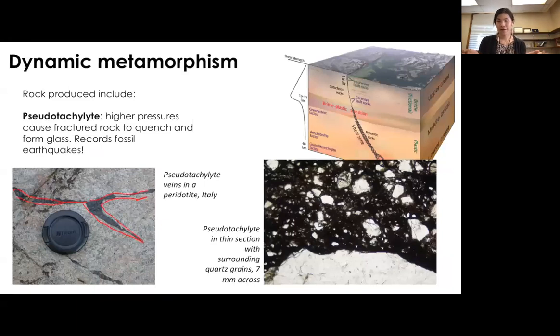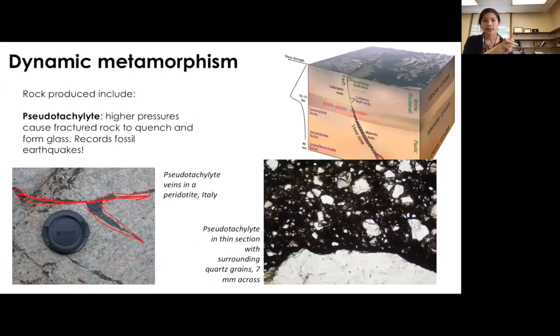This is a record of an old earthquake. So at one point in the past, when this rock was still buried below the surface, there was a rupture along this plane here. And that plane was the earthquake plane, where the rocks slipped against each other under high pressure. They fractured, and then they quenched and formed a glassy vein called the pseudotachylite.